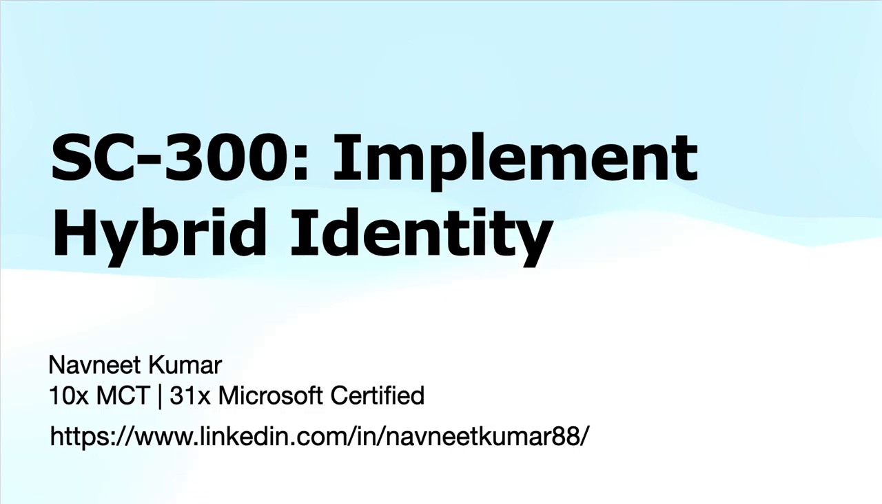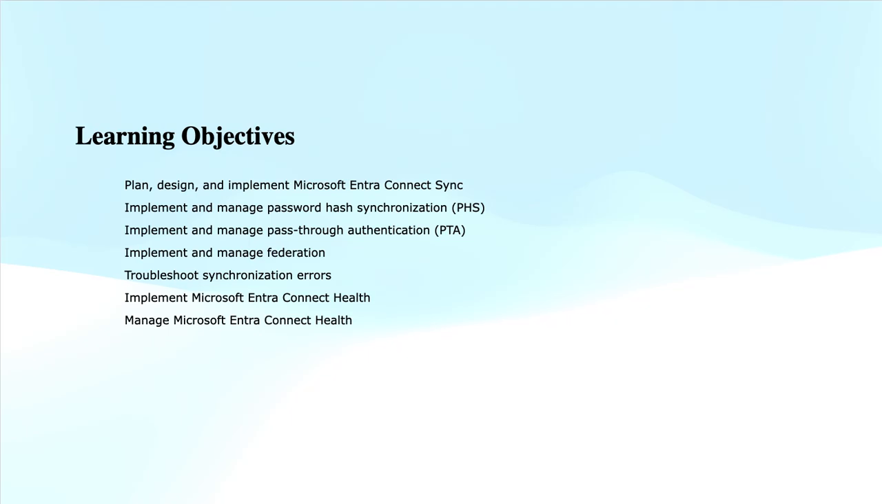In this training video, I will cover the module on implement and manage hybrid identity. The learning objectives of this module are plan, design and implement the Microsoft Entra Connect sync, the different sign-in methods like implementing and managing the password hash synchronization, also referred to as PHS, implement and manage the pass-through authentication, also referred to as PTA, implement and manage the federation, troubleshoot synchronization errors, implement Microsoft Entra Connect Health, and finally, manage Microsoft Entra Connect Health.